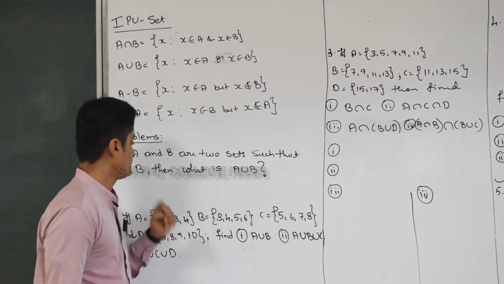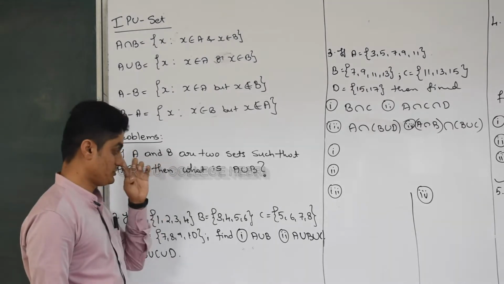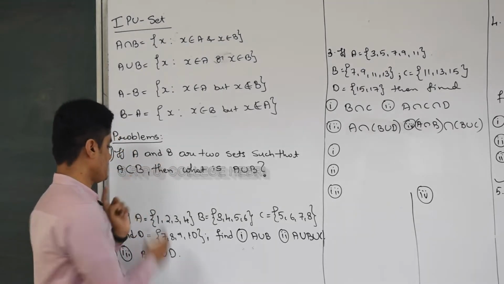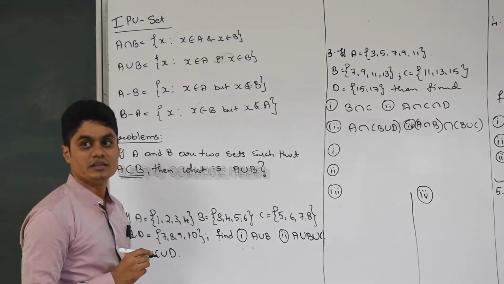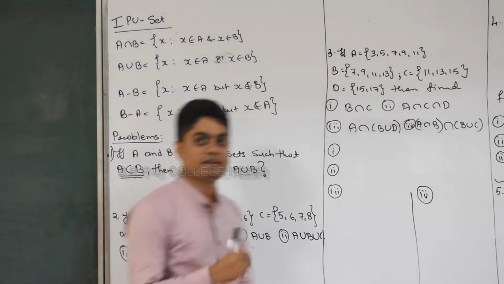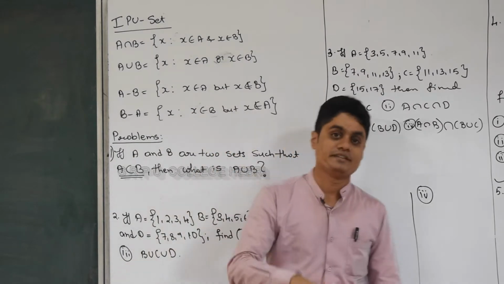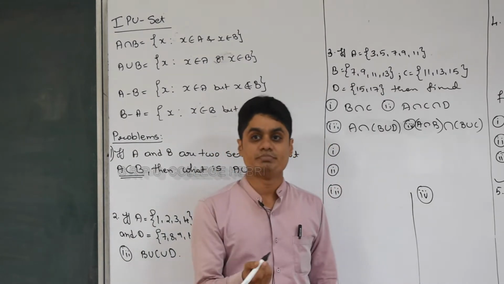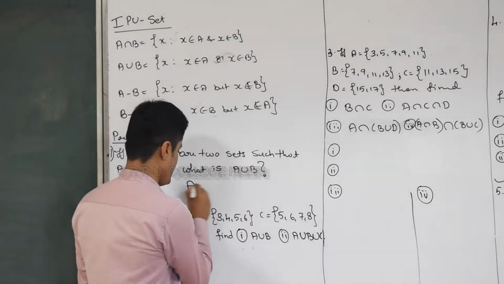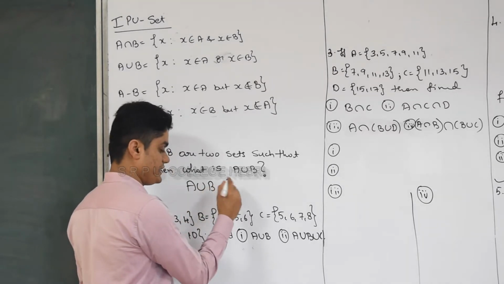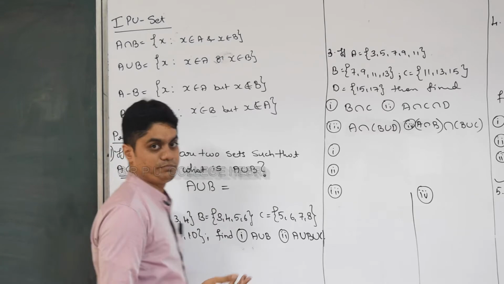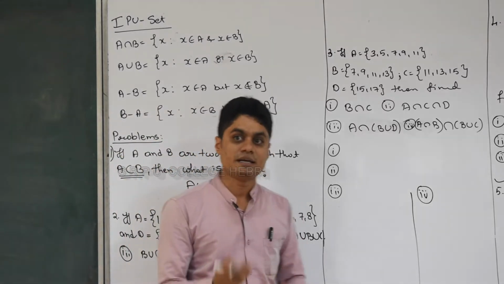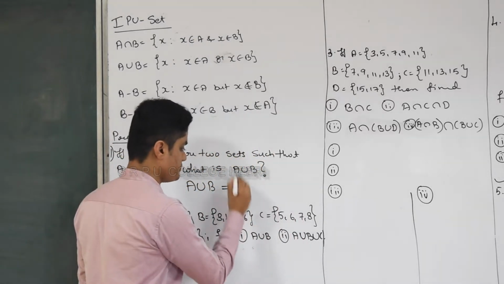So the first question for today's class: if A and B are two sets such that A is a subset of B, then what is A union B? Tell me. If A is inside B and we need A union B, whenever you take the union of two sets, you always write the bigger one. If A is a subset of B, then B is big. So the answer should be B.